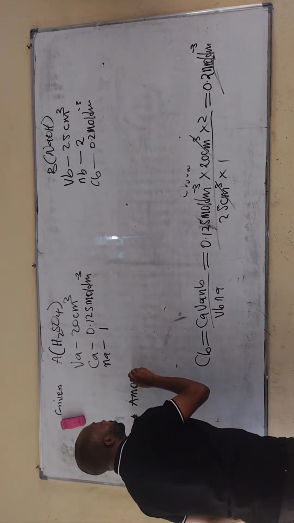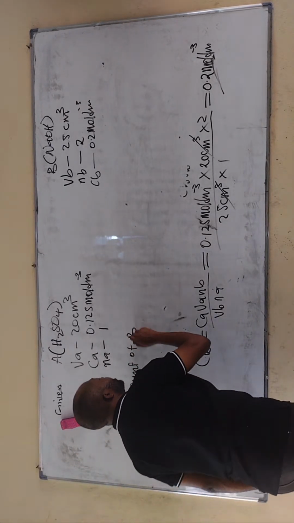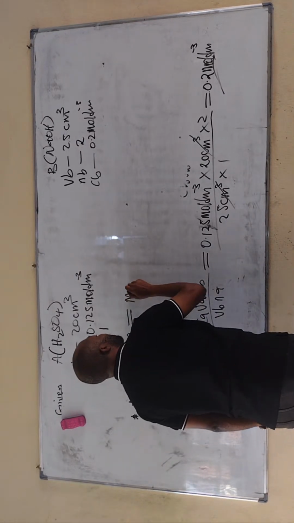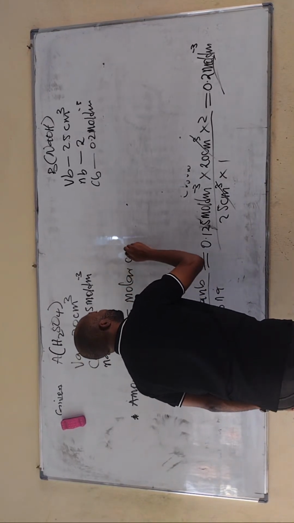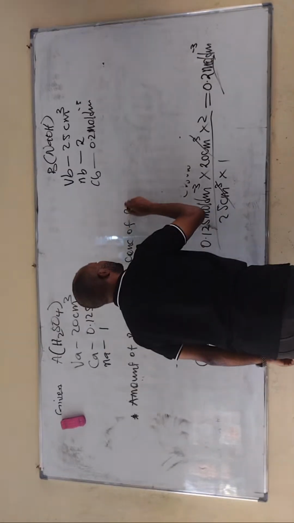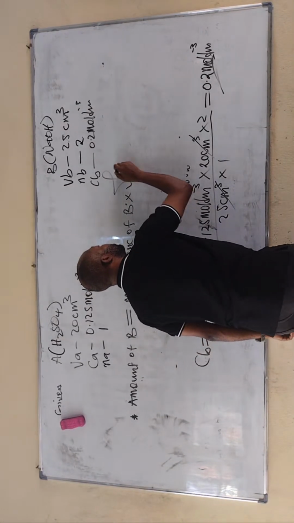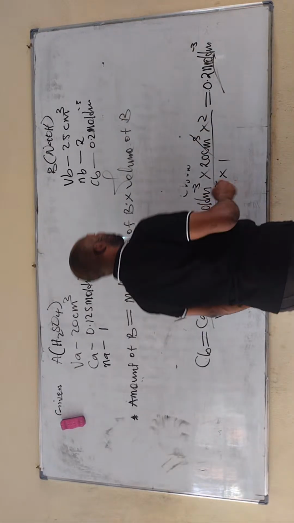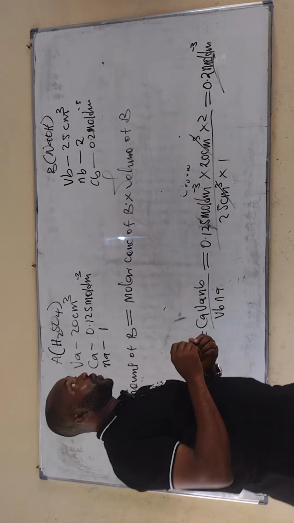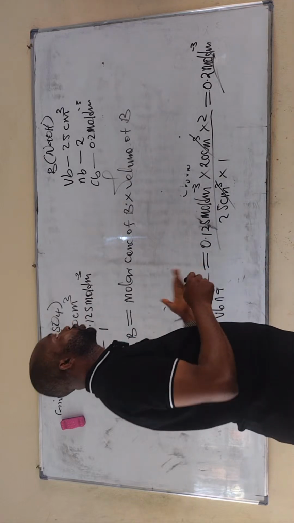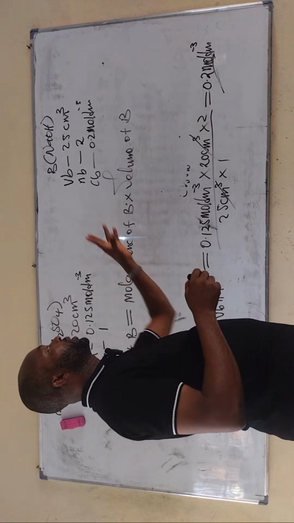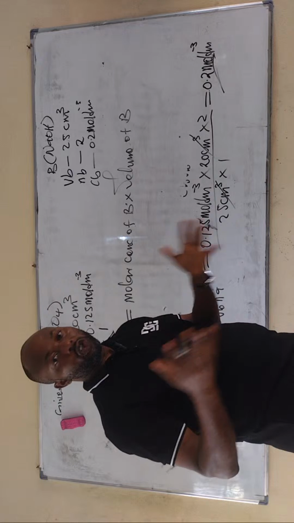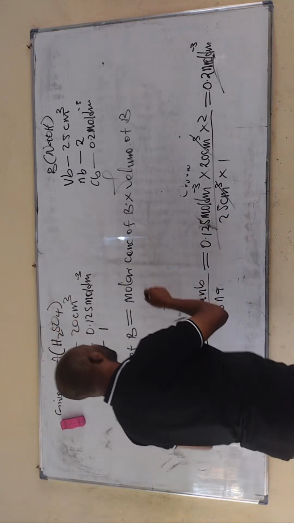Amount of B is equal to molar concentration of B times volume of B. Now the volume is always in dm cube, which means we're going to convert the volume from cm cube to dm cube by dividing by 1000. That's very important. So now we move on.